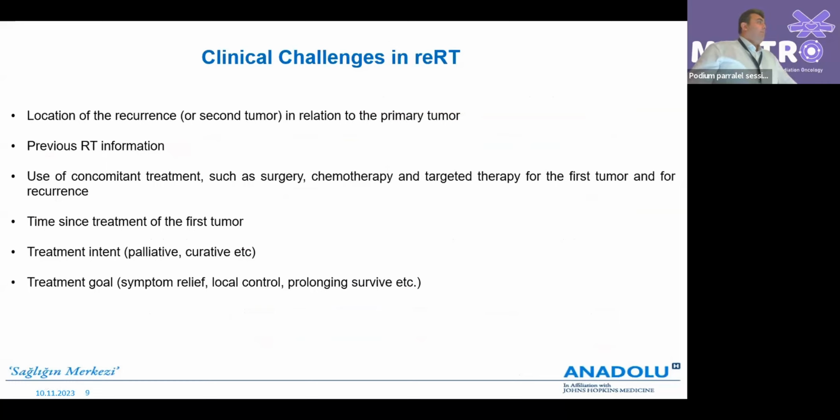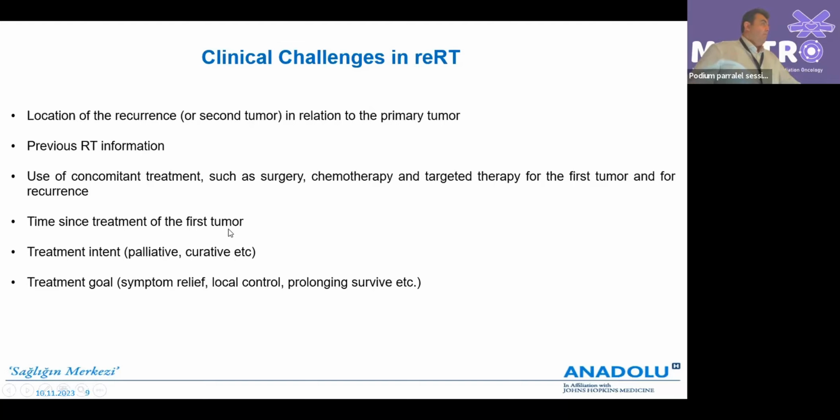So what about the clinical problems? The first problem is the location of the recurrence or second tumor in relation to the primary tumor, so the connection between the first tumor and the second tumor. The second one is that the previous radiotherapy information is very important. You should know the first treatment properly, and also the patient's other treatments like concomitant treatments, surgery, or whatever. The previous treatments could be important for re-irradiation.